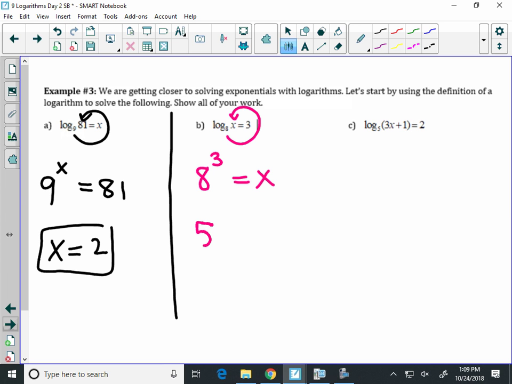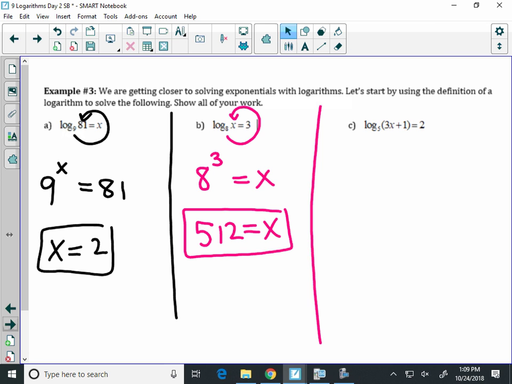512. Kind of close. That's on the know your powers. You should know that one. 512. All right, the last one here. It's not that complicated, but it looks a little more complicated. Start with an exponential, because this one you can't guess. The other two you probably could have guessed without writing an equation down. This one is going to be a little bit more work.